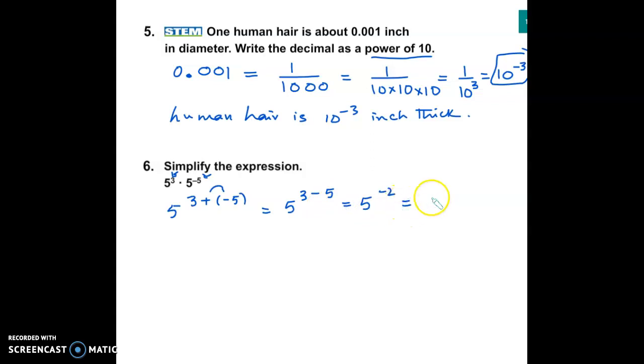Or if you want to make a positive exponent, it's going to be 1 over 5 to the positive second exponent, because I can write this as over 1. So 1 over 5 squared is like 1 over 5 times 5, which is nothing but 1 over 25. So that's your final answer.